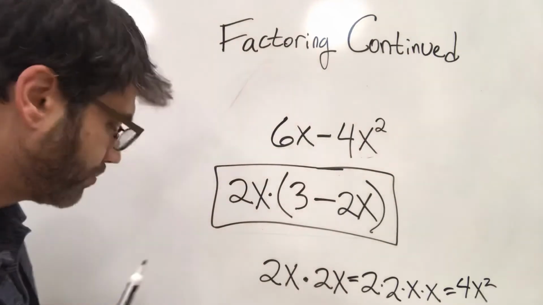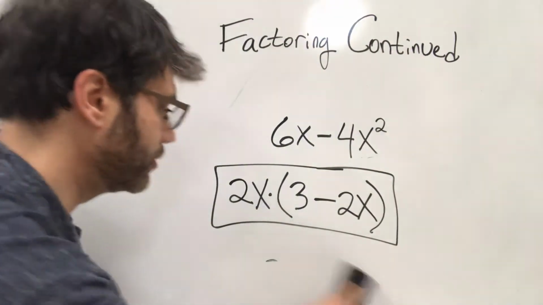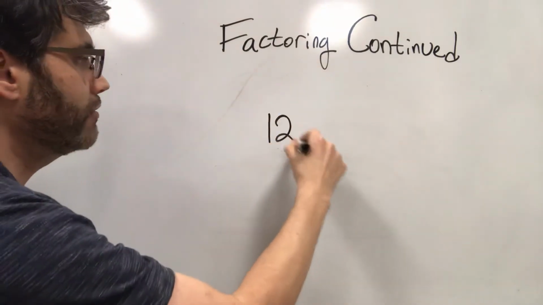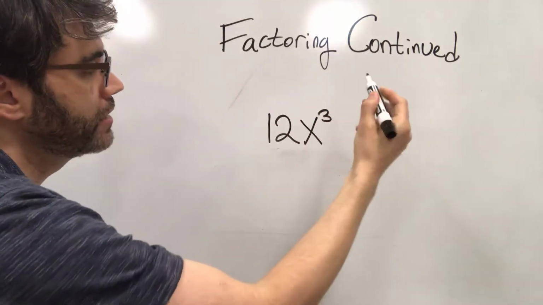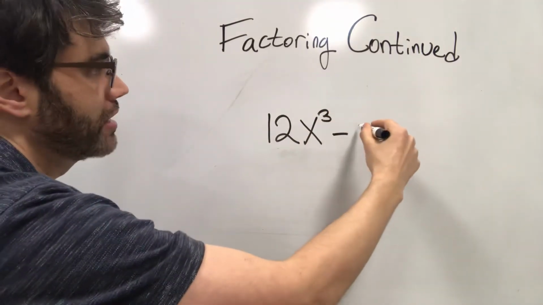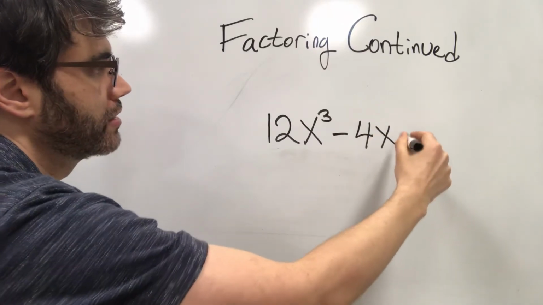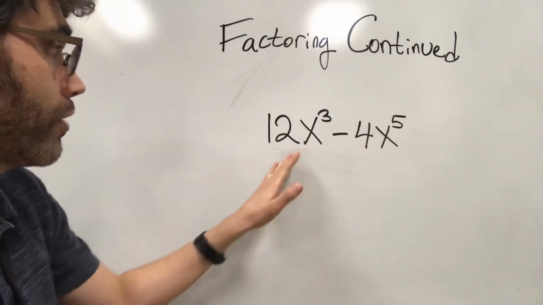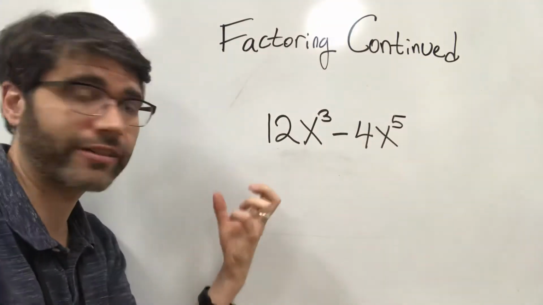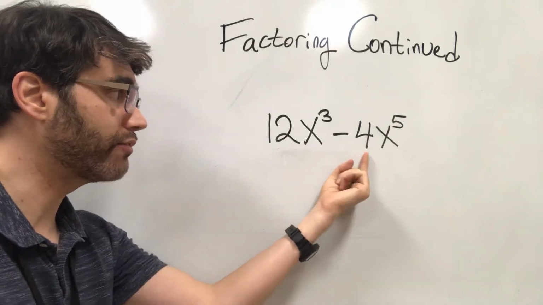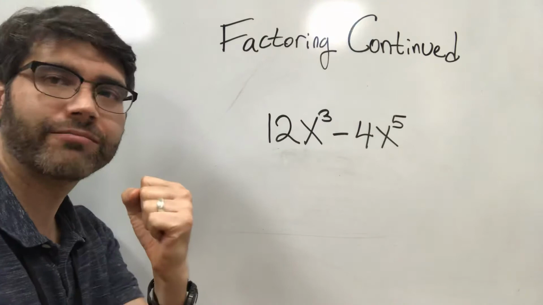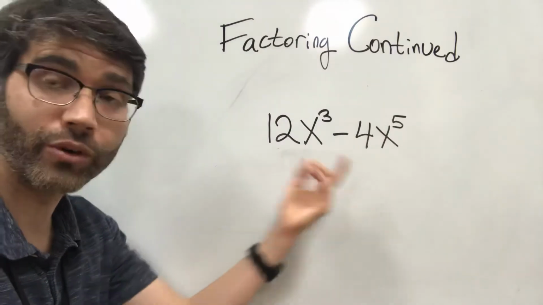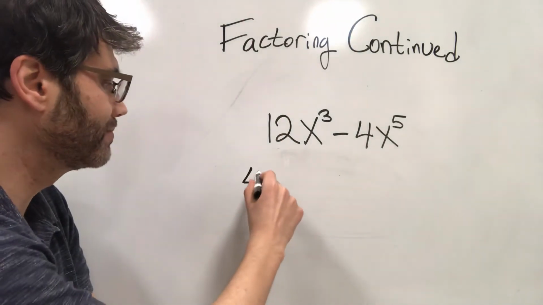Okay, so we're pulling out variables now. Okay, so let's move on even further. How about 12x cubed minus, let's say, 4x to the 5th. Okay, so we're going to pull out the greatest common factor. What's the greatest common factor of 12 and 4? 3. No, 4. Sorry. The greatest common factor of 12 and 4 is 4. All right, so we can pull a 4 out.